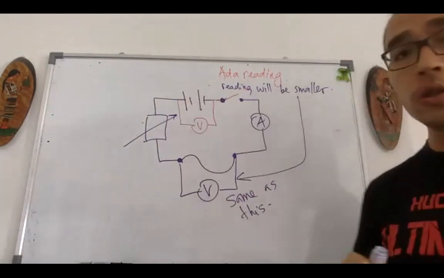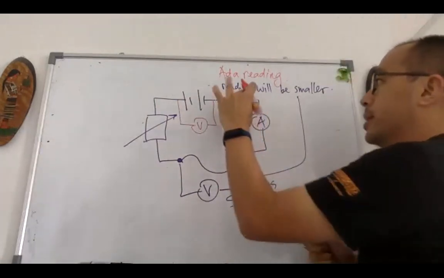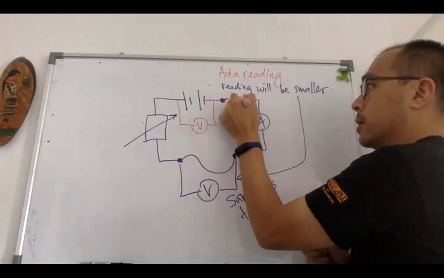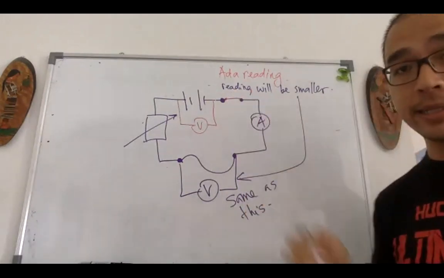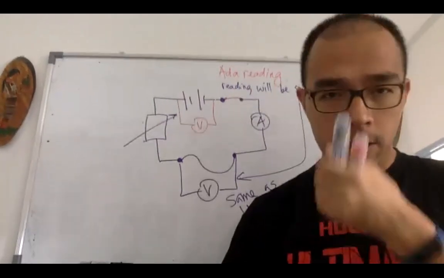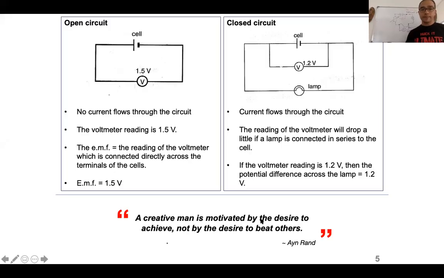So we're going to find that in a closed circuit, close this circuit. In a closed circuit like this, current is going to flow through the whole circuit. Current flows over here. Then you find that the reading of the voltmeter will drop a little if a lamp or a resistor or a constant wire or a fridge or a microwave or whatever, you put it in series to the cell. In series, it's one flow only.